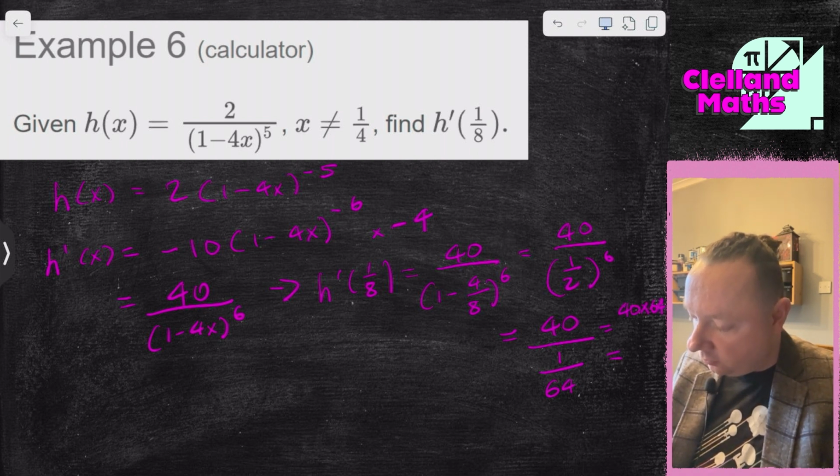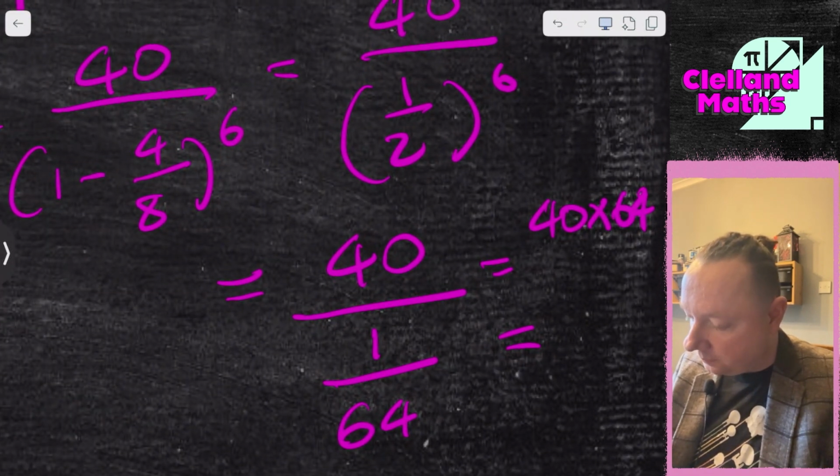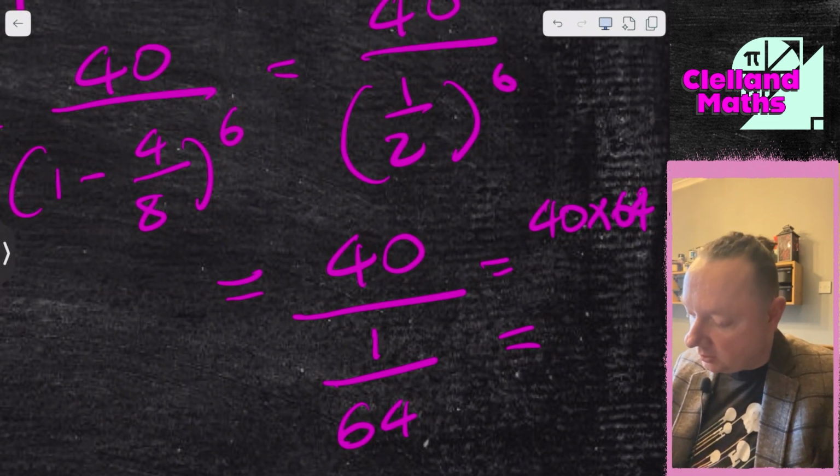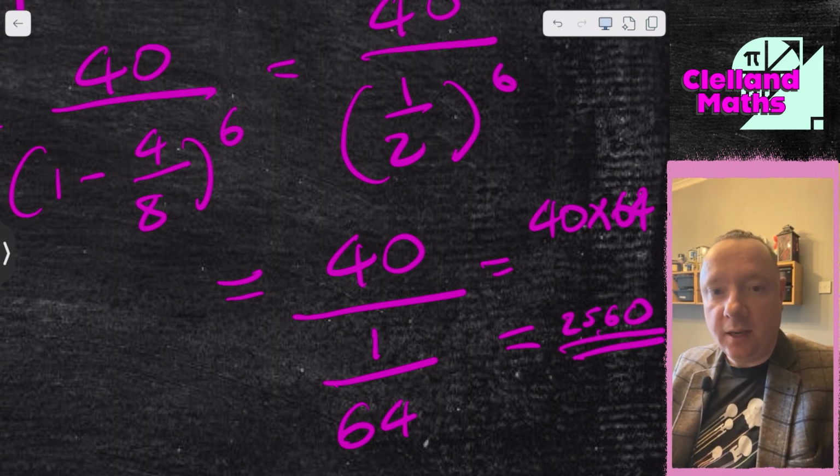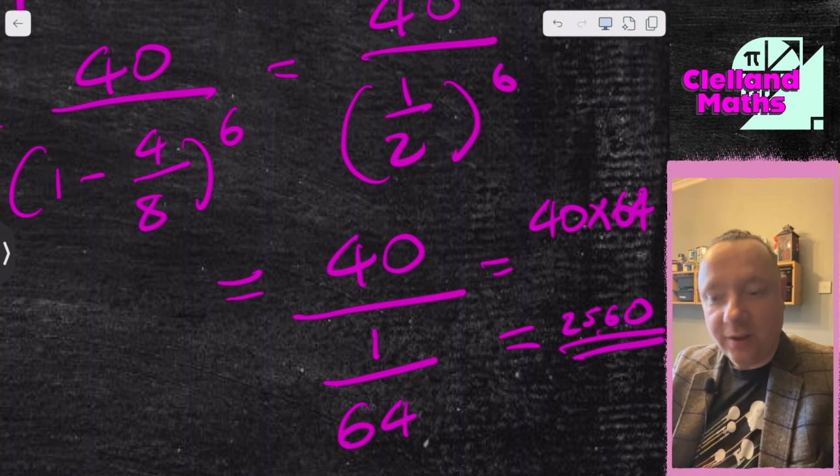Can I do 40 times 64 in my head? Let me just zoom in there. Well, 4 fours is 16, 4 sixes is 24, makes 25, 2560, and we're done there. But you don't need to be smart like me. You can just use a calculator. When it says use a calculator, you'll be fine.